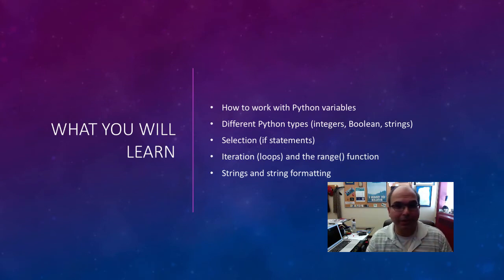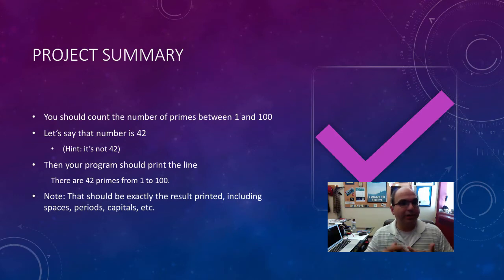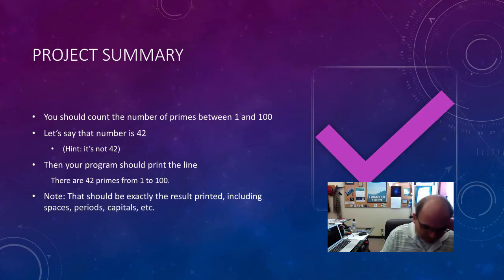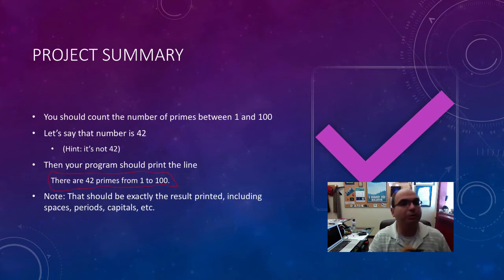Now, specifically, what you're doing in the project is you're going to count the number of primes between 1 and 100. Let's say that number is 42. It isn't, but let's just say that it is. Okay, then your program should print a line that looks like: there are 42 primes from 1 to 100. So right here, okay, that's what it should look like. Okay, there are 42 primes from 1 to 100.